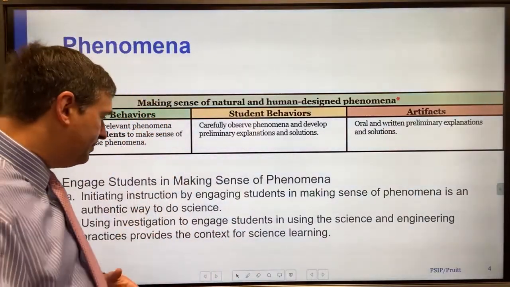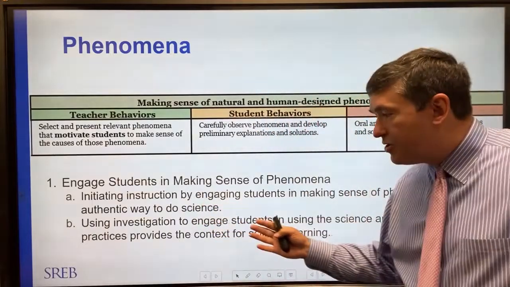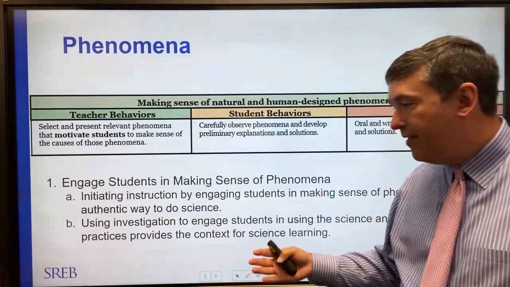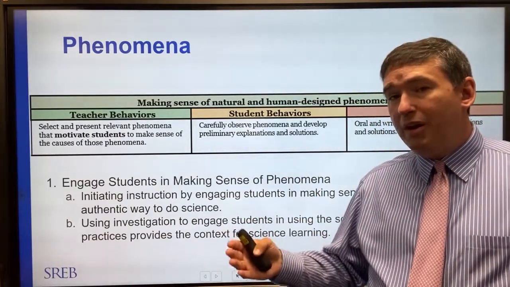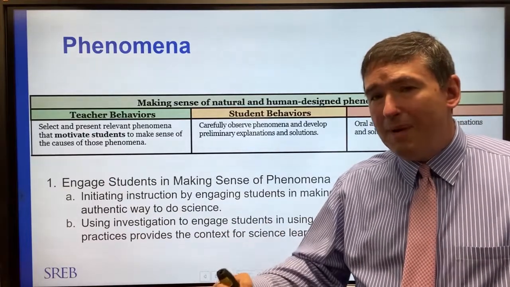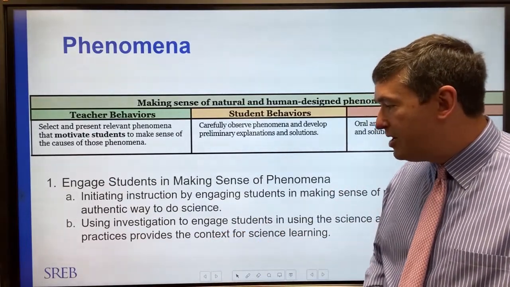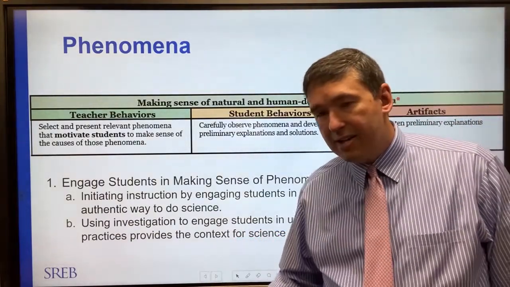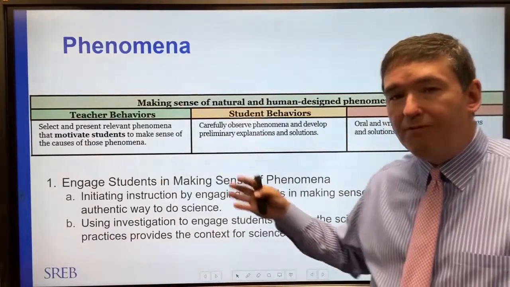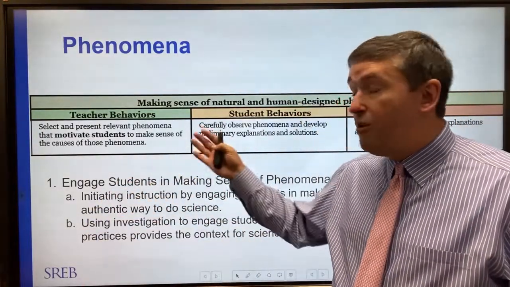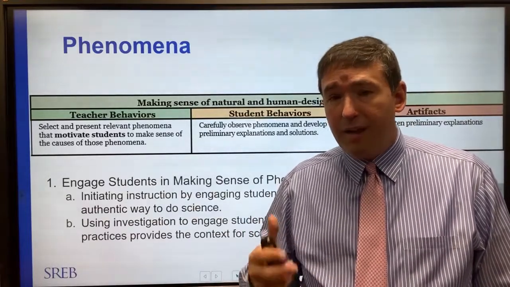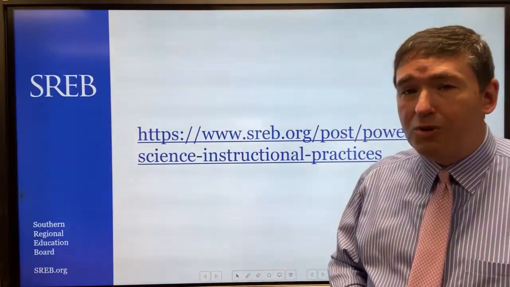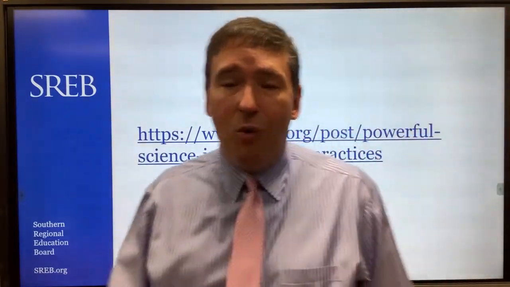So what you'll see here is that initiating instruction by engaging students in making sense of phenomena is an authentic way to do science. So you want to do it, not have them view it. They want to be involved with it. And then using investigation to engage students in using the science and engineering practices provides the context for student learning. All of this you can find with the powerful science and instructional practice. And you can find this for all 7 of the powerful practices. So here you can go to find the information that you want.